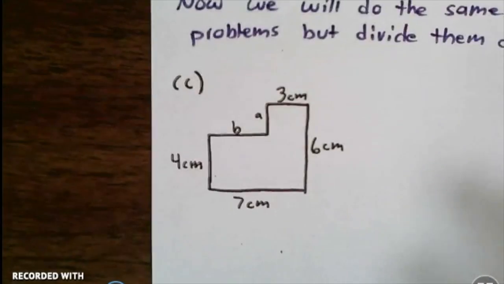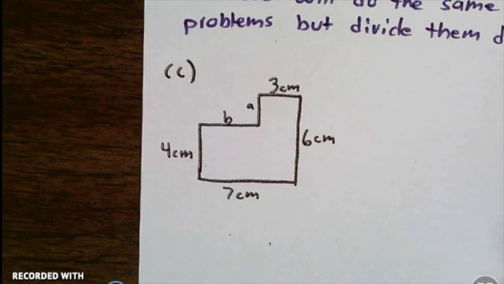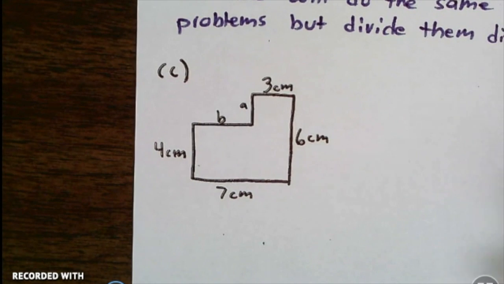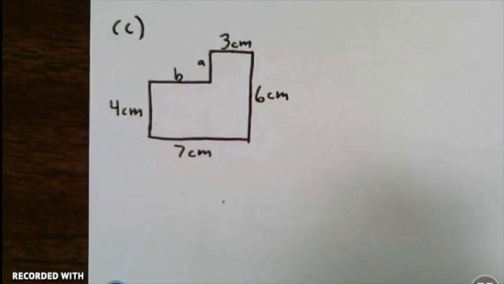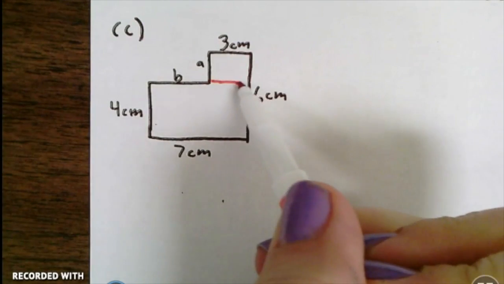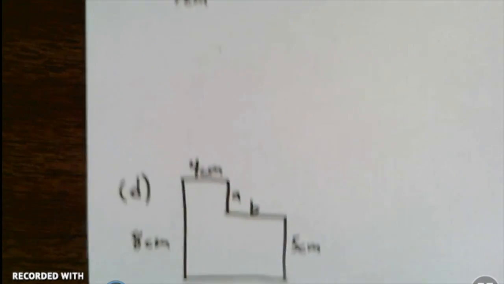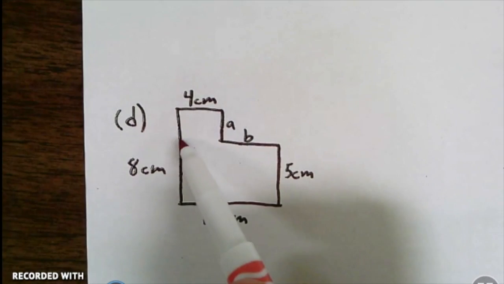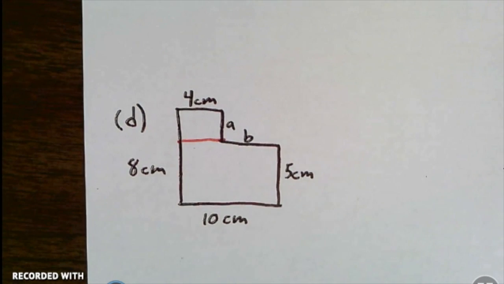All right, the second page has the exact same problems as the first page, but I want you to divide them in a different way. So this time you're going to divide them into those two rectangles, and down here into those two rectangles.